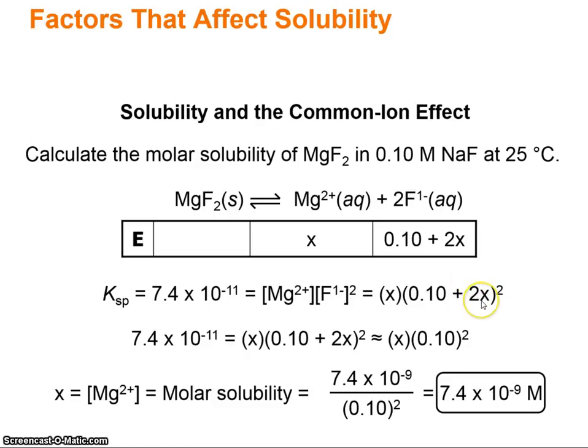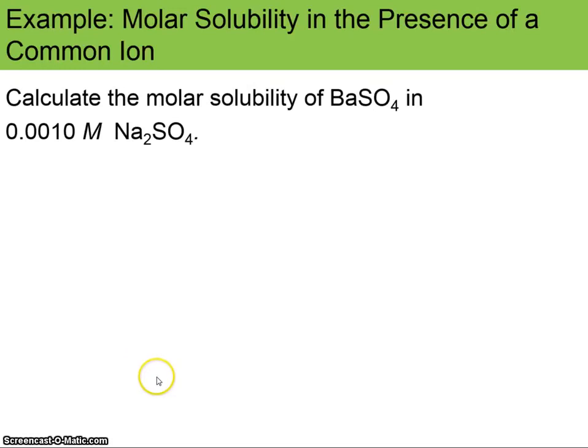We're going to assume that this x is small. Again, you do not have to. You can have your calculator solve that if you'd like. It's just going to get a little bit hairier to do that. So I get K is equal to x times 0.1 squared. So my molar solubility is going to be 7.4 divided by 0.1 squared, or 7.4 times 10 to the minus 9. Well, let's do another example.